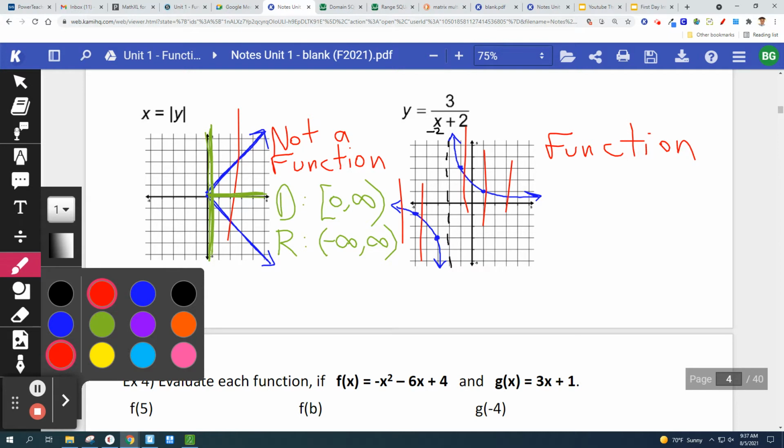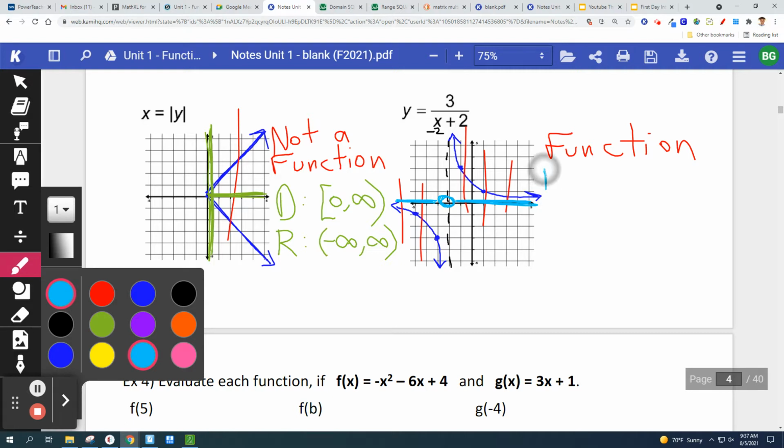And then as for your domain and your range, this is going to do something super weird. Because if you squash that thing down, it's not going to cover the entire graph. Because it's not going to cover right here where this asymptote was. It's going to cover everything else, though. So all real numbers except -2 would be the English language way of saying it. All real numbers except for that point at -2.